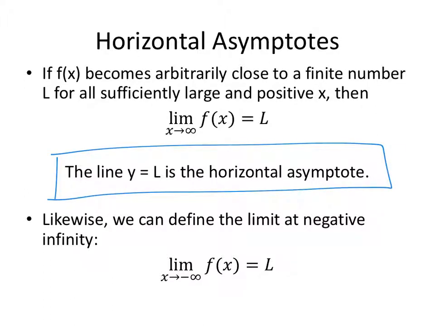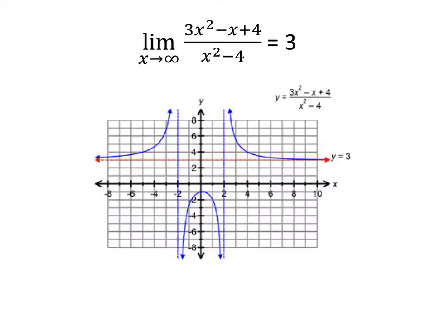So we can define the limit at negative infinity the same way. If the function values get closer and closer to L for sufficiently large and negative x's, then the limit as x approaches negative infinity would equal that horizontal asymptote. And we can have multiple horizontal asymptotes because the left and right end of the graph do not have to be going in the same direction.